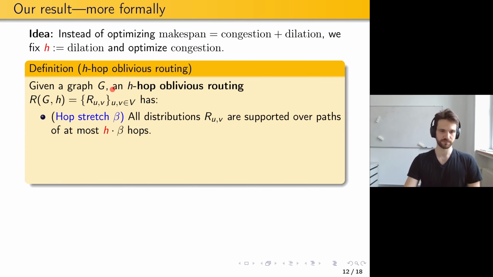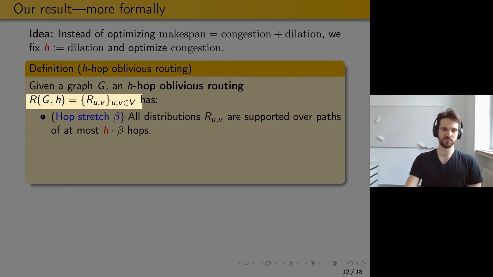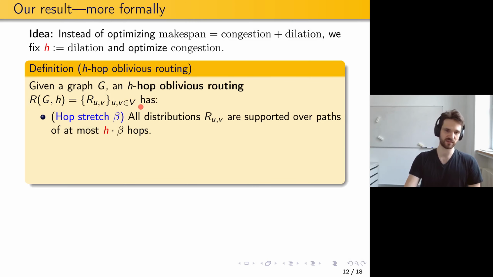So given a graph G and also H, an H-hop oblivious routing R of G, H gives, for every two vertices, a distribution over paths between those two vertices. We say that this oblivious routing has hop stretch beta if all the distributions R of u,v are supported over paths of at most H times beta hops. So even though H is the parameter, in the oblivious routing you are allowed to do a little bit more, beta more, hop stretch more. And you want the hop stretch to be polylog, obviously, at the end of the day.